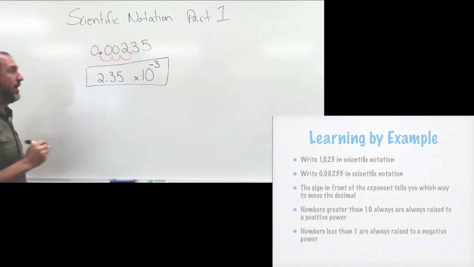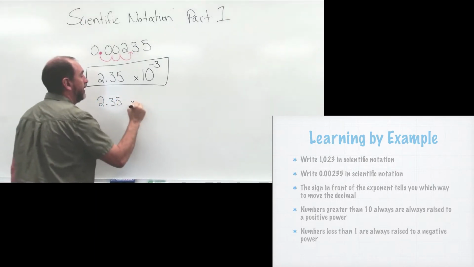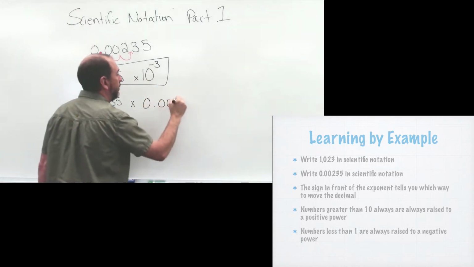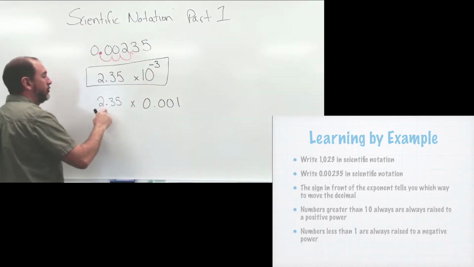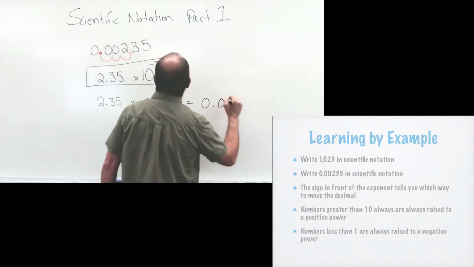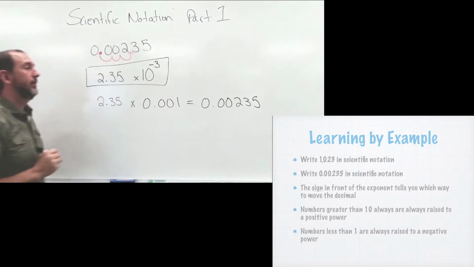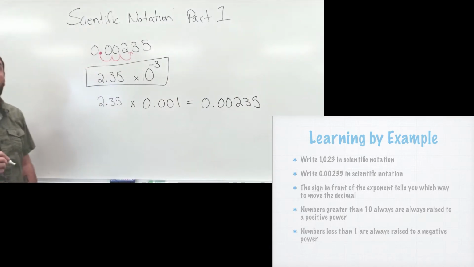Again, what that means mathematically is 2.35 times 10 to the minus 3rd power, which is 0.001. If you take 10 to the minus 3rd power, that's what you get. So we move this over 1, 2, 3 places, 0.00235. So this number in scientific notation is the same as where we started from.